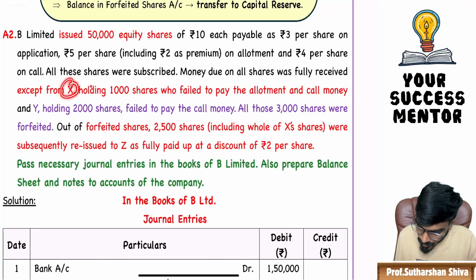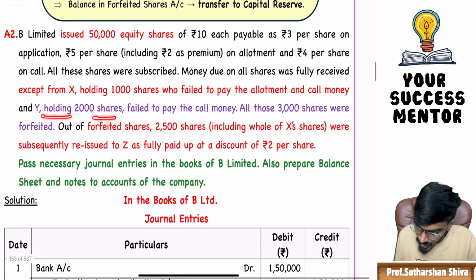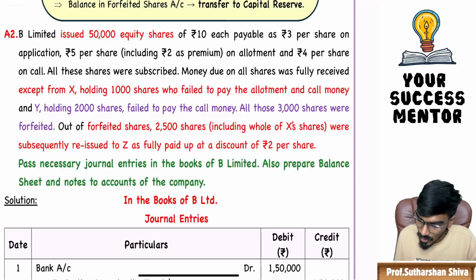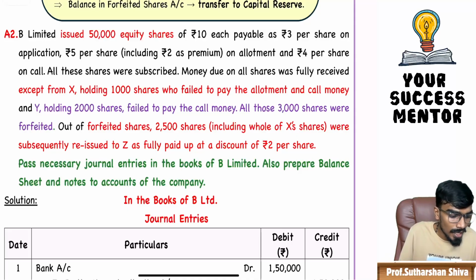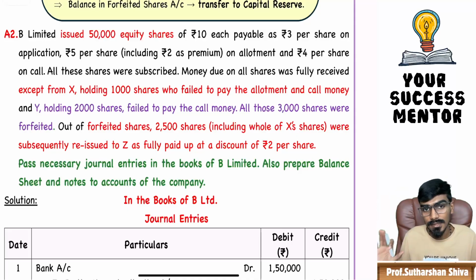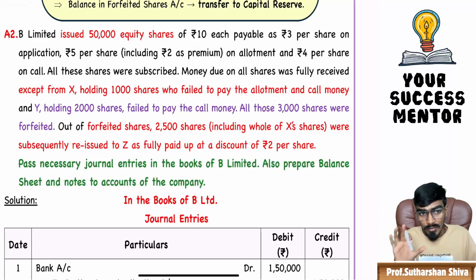X is not paying two things. Y holding 2000 shares failed to pay only the call money. All those 3000 shares were forfeited. Now my question to you is, is forfeiture happening immediately or at last? At last, sir. Are you able to understand? For this question, the forfeiture is happening at the last.